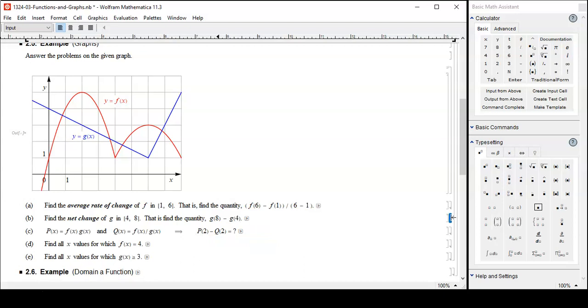Next, some algebra of functions. P of x is f of x times g of x, the product function. Q of x is f of x divided by g of x, the quotient function. What is p of 2 minus q of 2? You gotta know some algebra of functions.